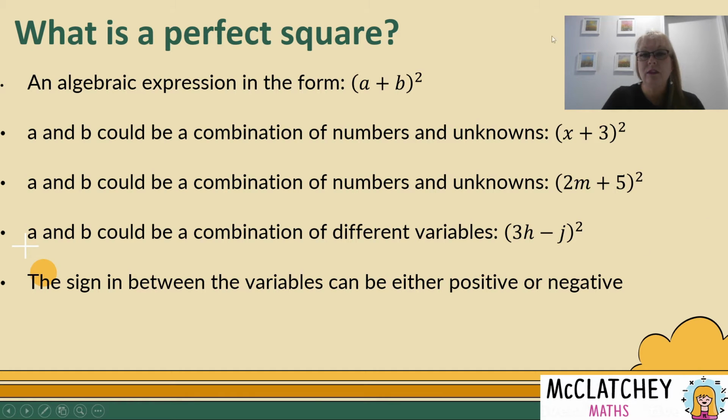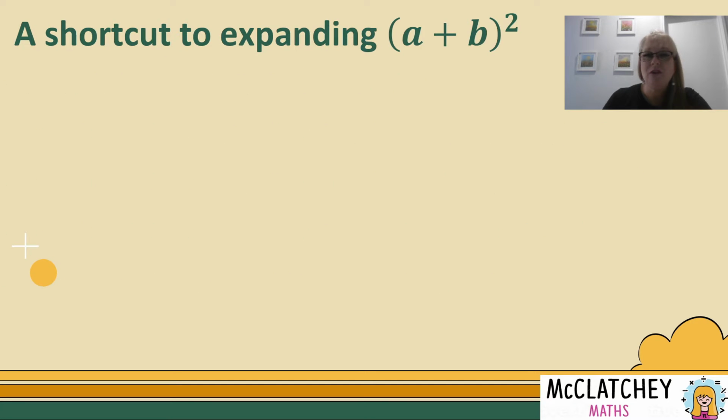So it looks like this: two variables, brackets, squared. So whenever you see that squared, that should ring that bell for you. This could be a perfect square. And then we're going to show you how to expand that really quickly.